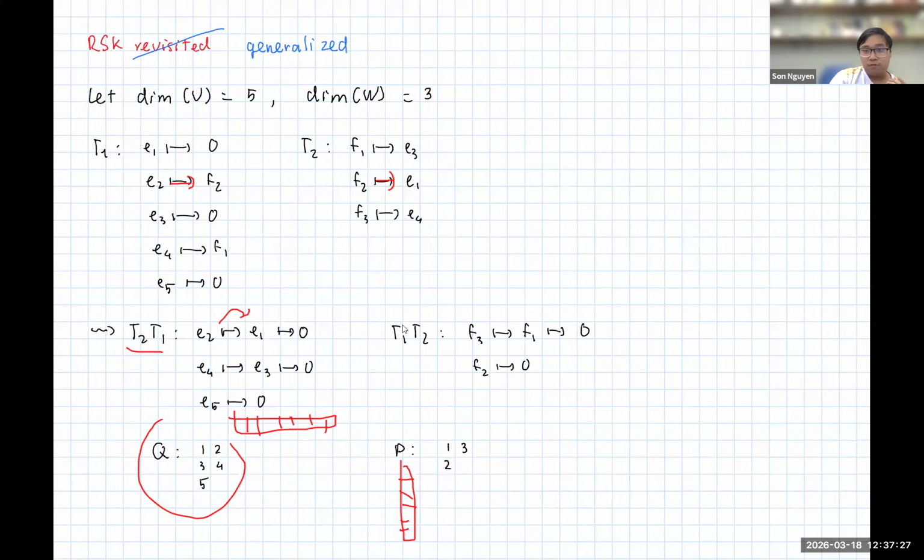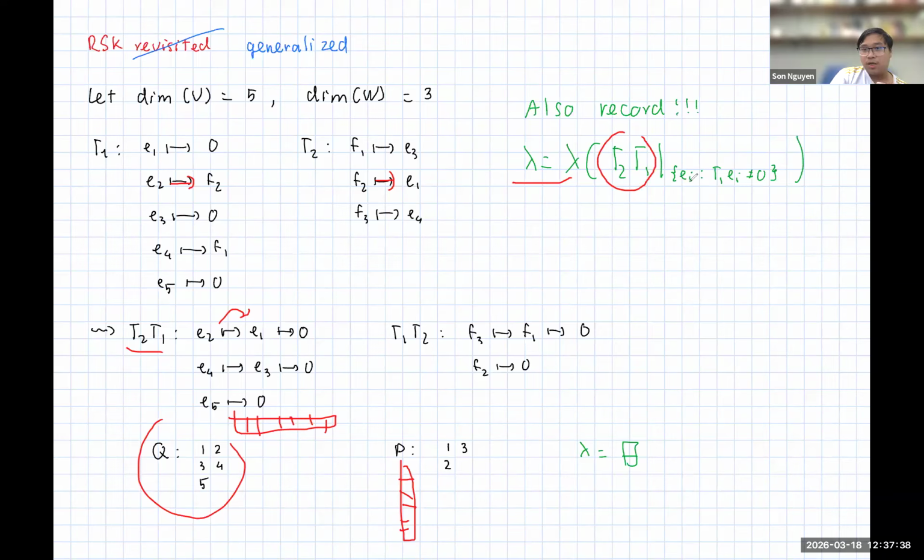And to record that information, I will also have a third partition that I'm keeping track of, meaning I will take T2, T1, but I only restrict on the basis that has non-zero image. So here I would restrict on E2 and E4. Then when you restrict on E2 and E4, you have a permutation 2, 1. So my shape is 2, it's 1, 1.